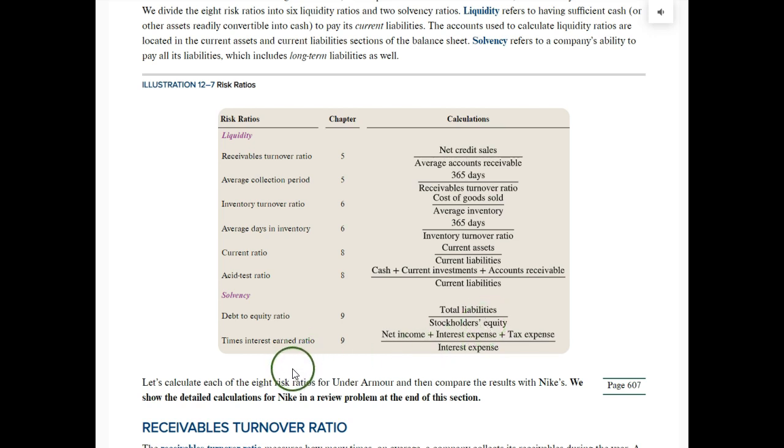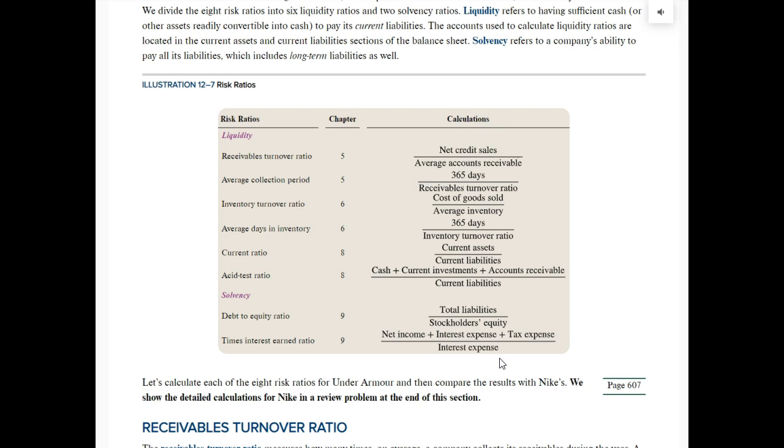This is always sort of an odd kind of ratio, but you're looking to see what income you have available. So income, add back your interest expense, add back tax expense, divide that by interest, and that shows you how much room you have in income to pay your interest expense. So the higher this number is, the better.